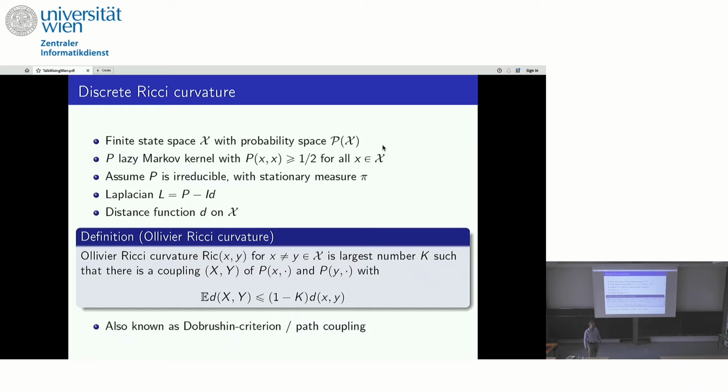For some applications, it will be useful to also consider Laplacians which are not bounded by 1. You just take this Laplacian P minus identity and multiply it by a large constant. Then it's still conceptually a Laplacian, but it cannot be produced by such a P minus identity. Still, you can calculate the curvature and scale it as you would like. Yes, Markov kernel, distance d, that's all the input data.